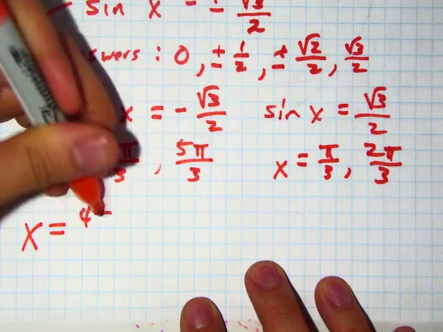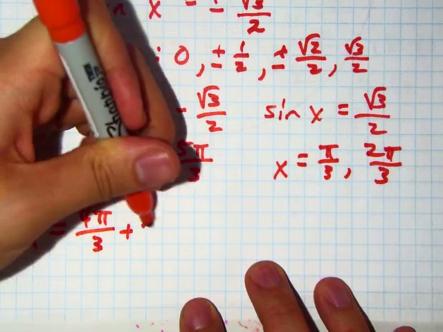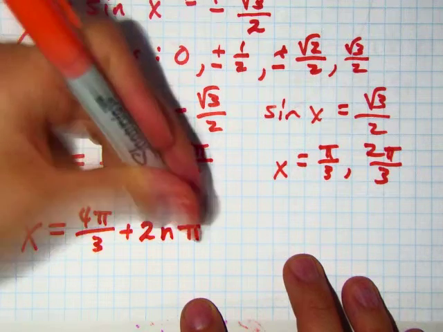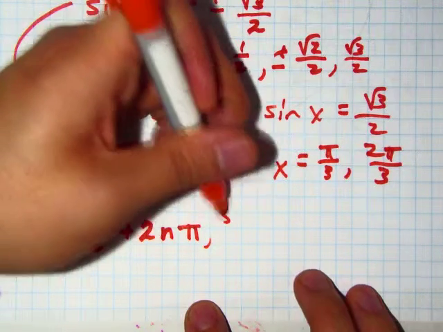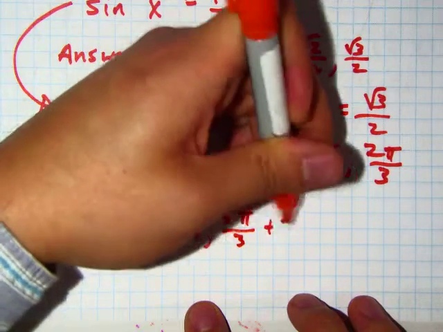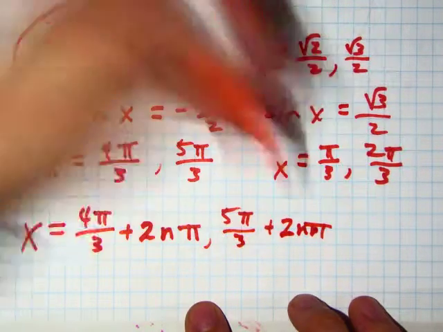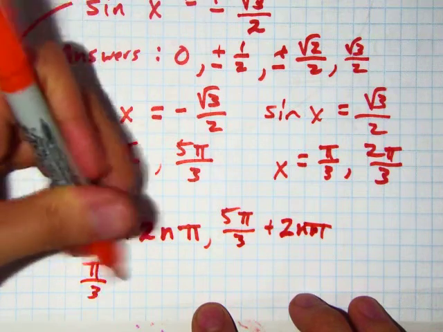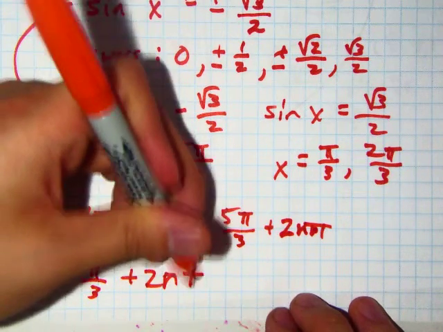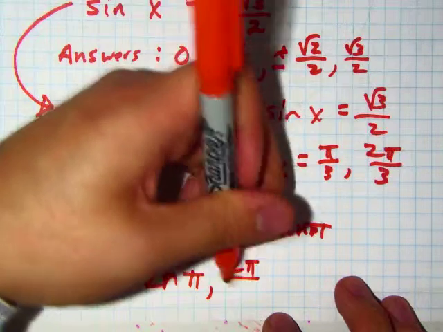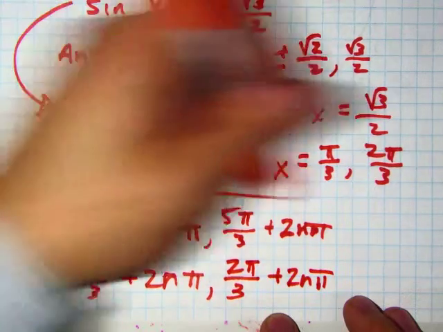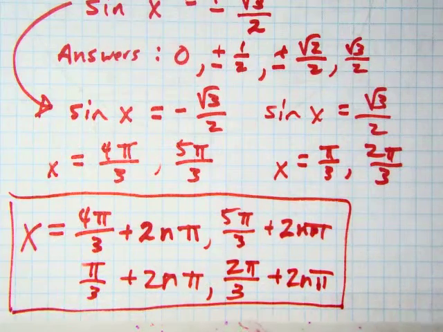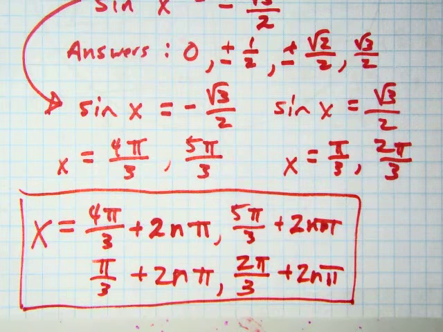x equals 4 pi over 3 plus 2n pi. Again, I have 2 pi and I can multiply it by any integer. Or it could be 5 pi over 3 plus 2n pi. Or it could be pi over 3 plus 2n pi. Or it could be 2 pi over 3 plus 2n pi. There are many possible answers here, so please keep that in mind.